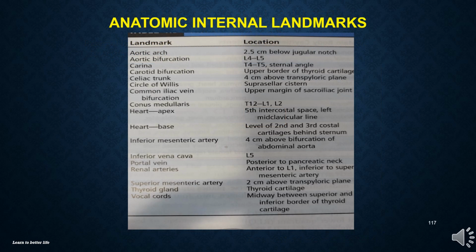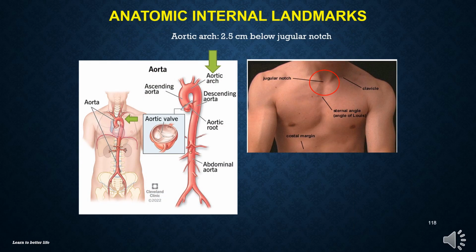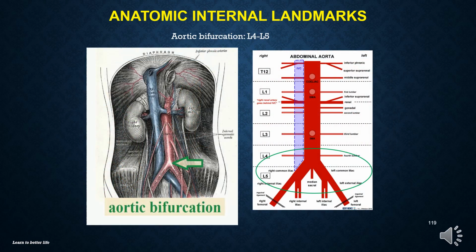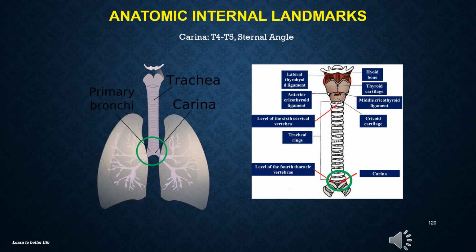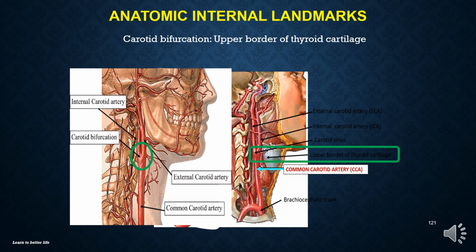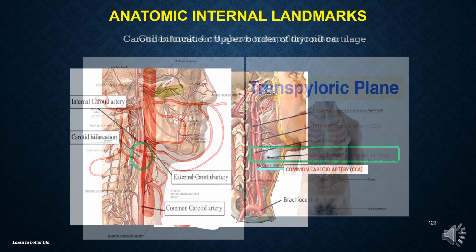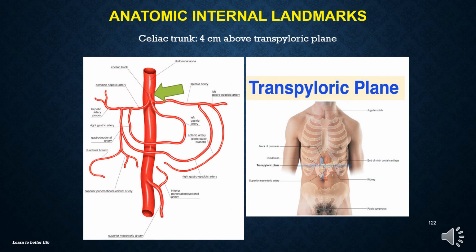Anatomic internal landmarks. We have to learn these. Aortic arch is about 2.5 centimeters below the jugular notch. Aortic bifurcation is at the level of L4, L5. Carina is at the bottom of the trachea at the point where it bifurcates or splits into the left and right bronchi, T4, T5 and sternal angle. Carotid bifurcation is around the upper border of thyroid cartilage. Celiac trunk is about 4 cm above transpyloric plane.